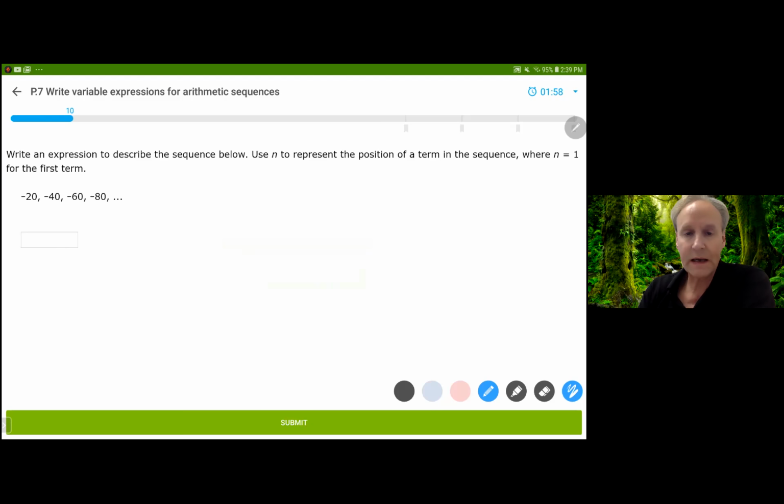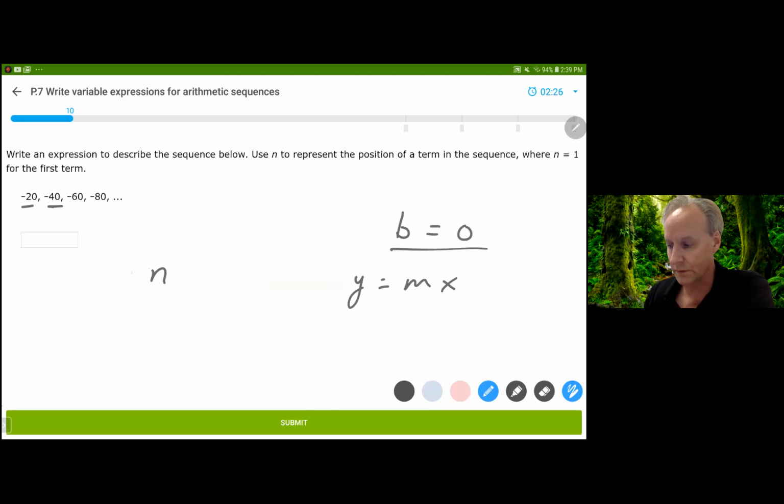Now, the other type that you're going to get are where they have a multiplier. And in this case, your b is equal to 0. So basically, you're looking at y equals mx. There is no original term because they just made it easier. We're multiplying a number by n to get these. And the first one is -20. So clearly, we're talking about -20n.